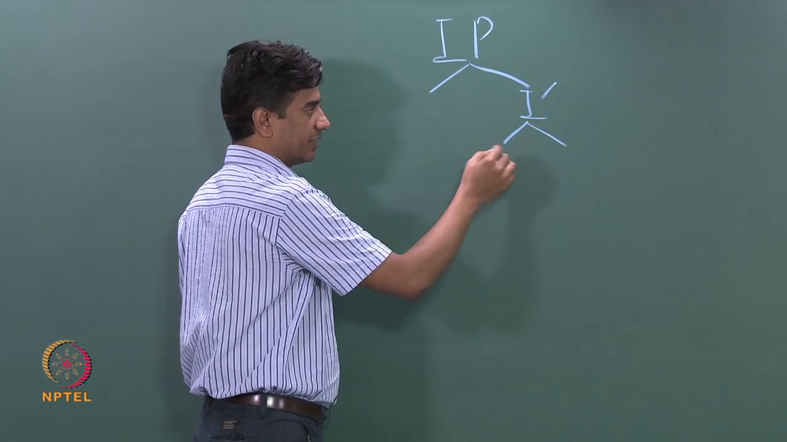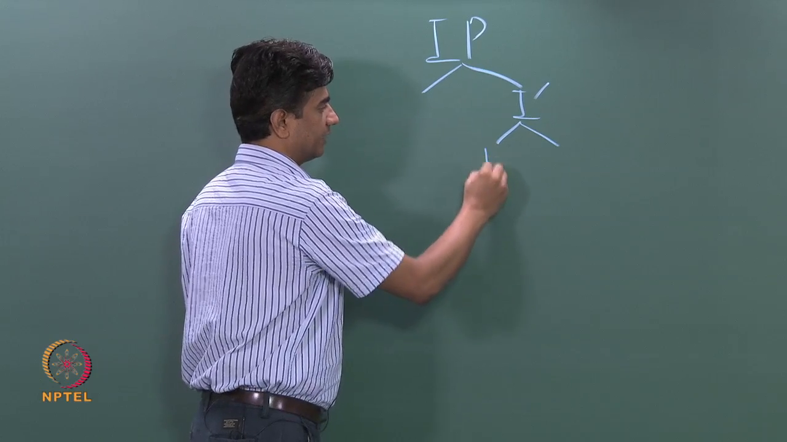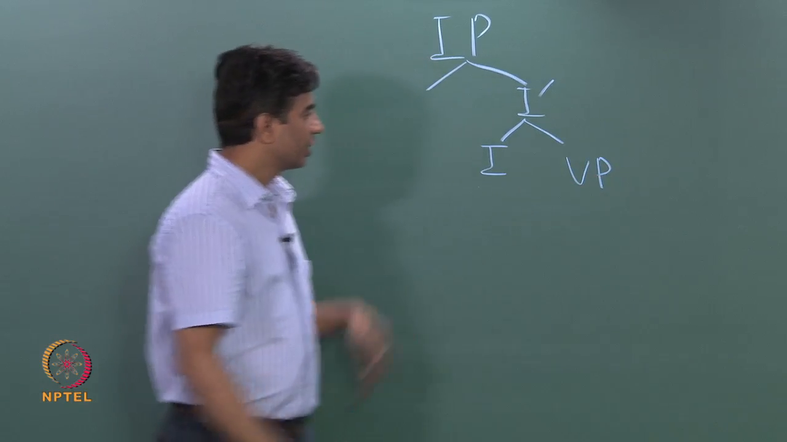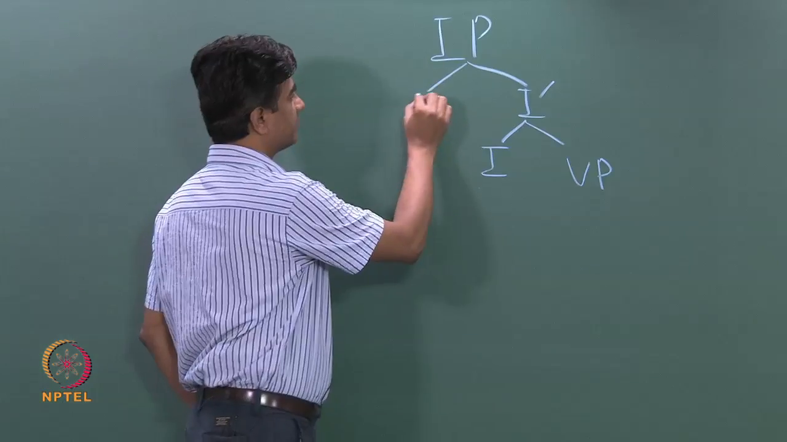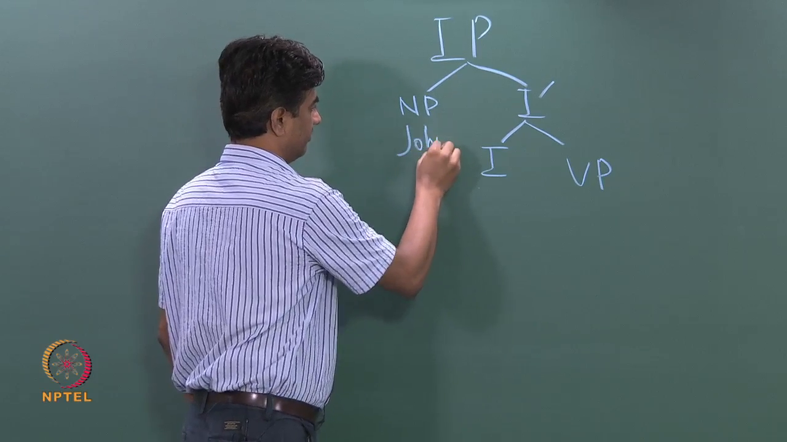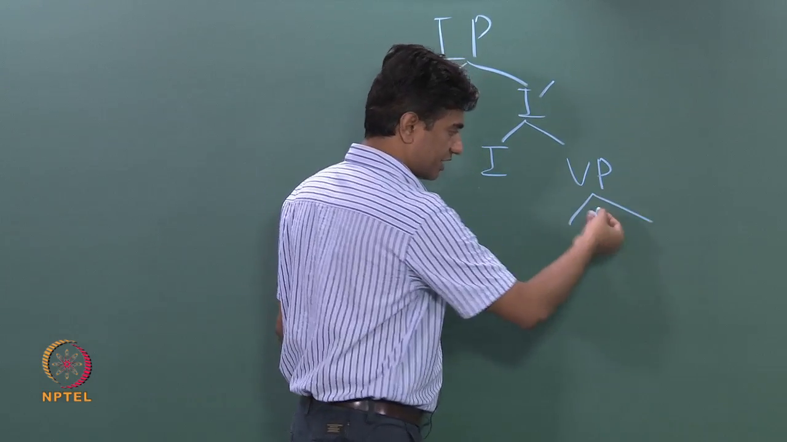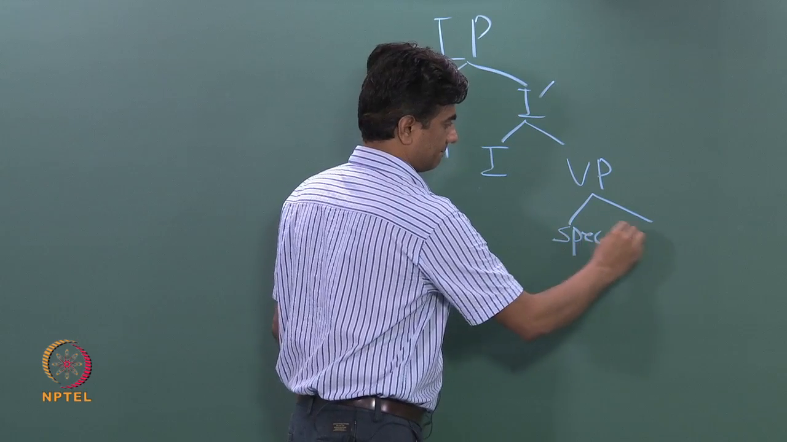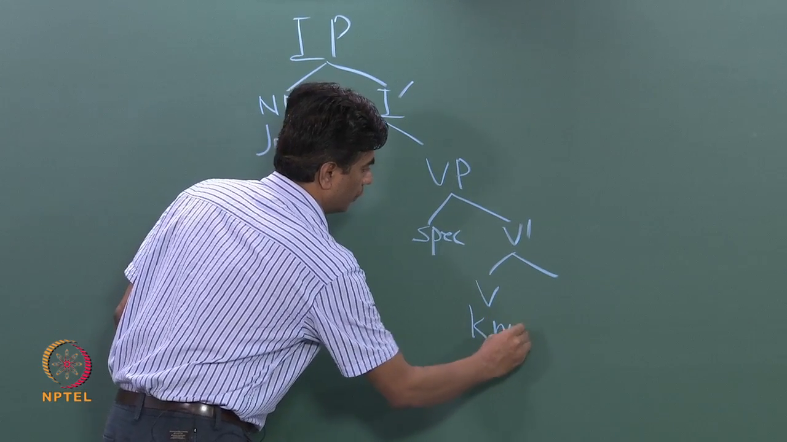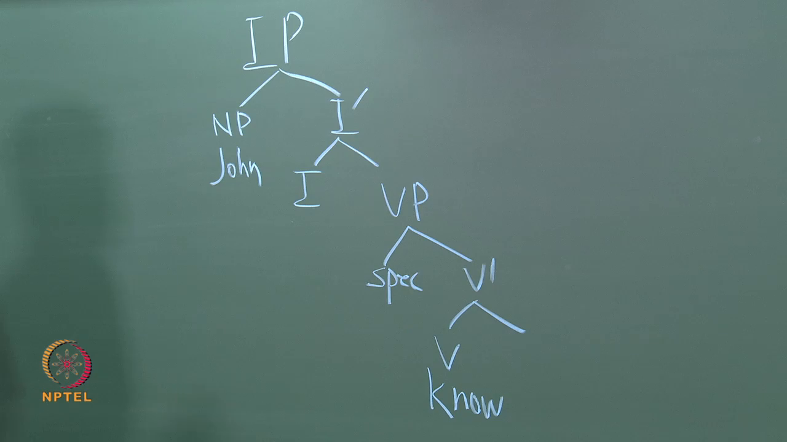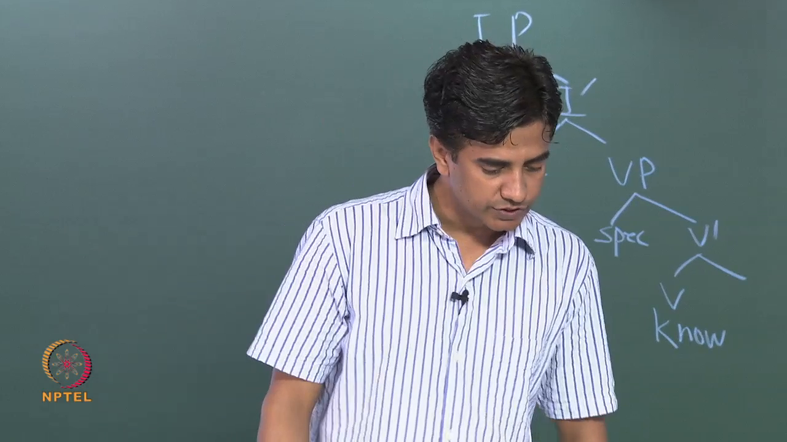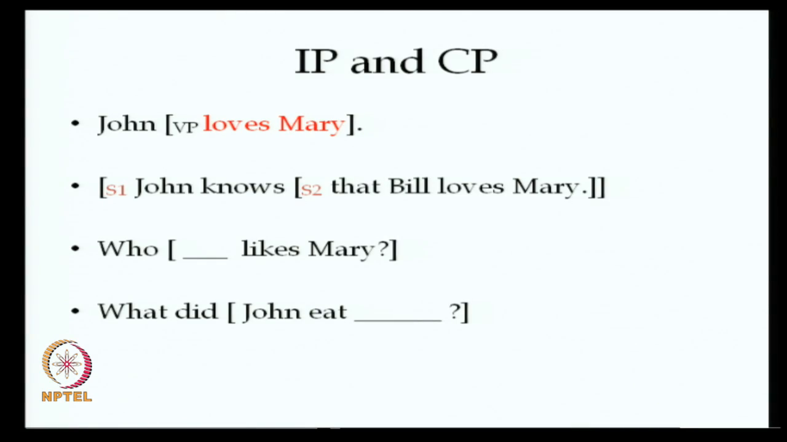It follows all its endocentricity and other components of a phrase, and then we have I as its head, and then we have a VP as the complement of this head, where we have a subject NP here. What's the subject here? John. And then the structure of the VP is again, this is the main sentence. Do we understand that this sentence, John knows that Bill loves Mary, is this one sentence or two separate sentences?